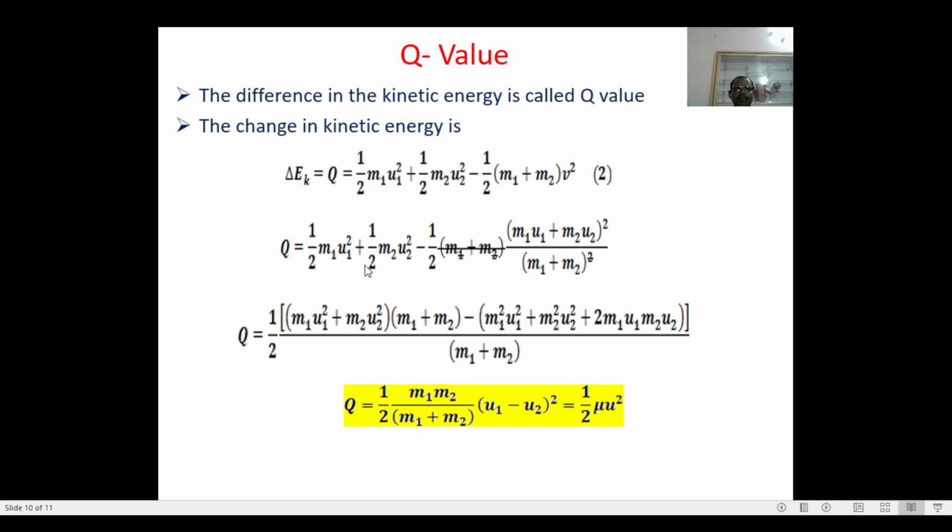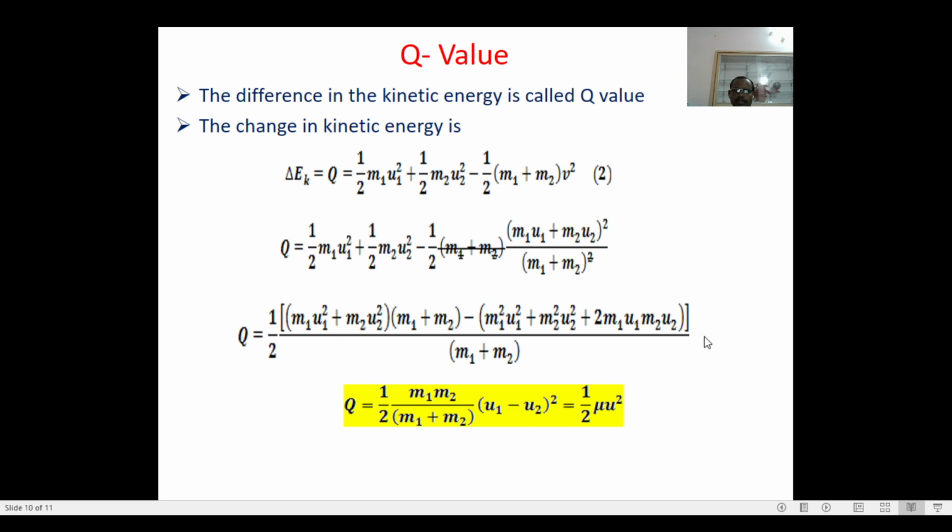Q is equal to half m1 u1 square plus half m2 u2 square minus half, here substituting for v, m1 plus m2 into m1 u1 plus m2 u2 whole square divided by m1 plus m2 whole square. This one cancels with the other. Finally, I am left with Q is equal to half into m1 u1 square plus m2 u2 square into m1 plus m2, minus this term. Use the a plus b whole square form, which is a square plus b square plus 2ab. So this term is m1 square u1 square plus m2 square u2 square plus 2 m1 u1 m2 u2, divided by m1 plus m2.